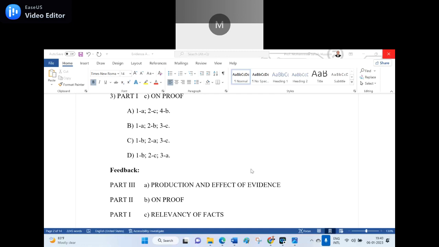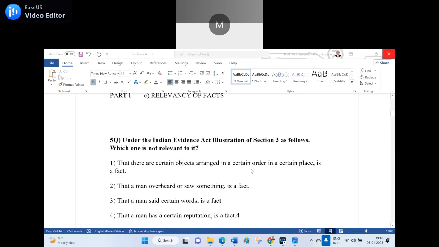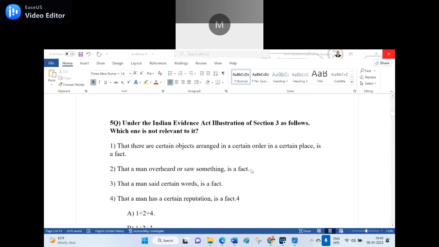I want to check your IQ. Let me check it. How many parts are there in law of evidence? I repeat the question, supplementary question. How many parts are there in the law of evidence?